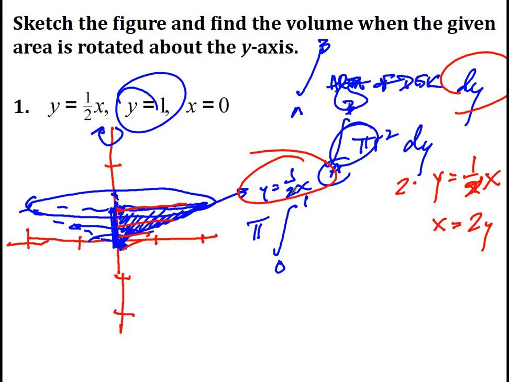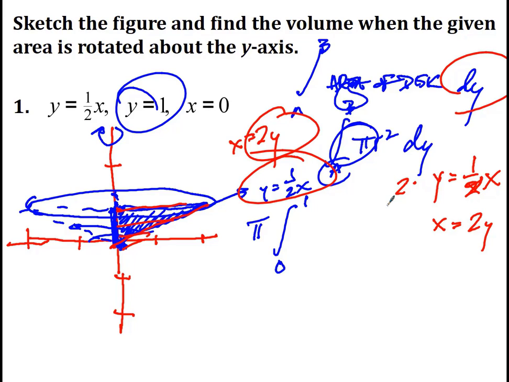That is going to be our function. Y equals 1/2 x is the same as saying x equals 2y. So this is the function that we're going to be using. That is what our radius is going to be. It's going to be 2 times y. That's how far we're going to go out. That's what our radius is going to be.